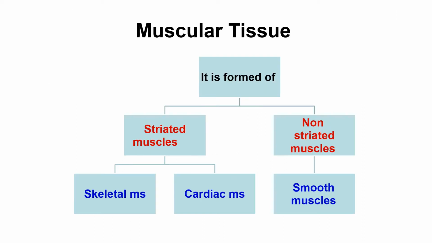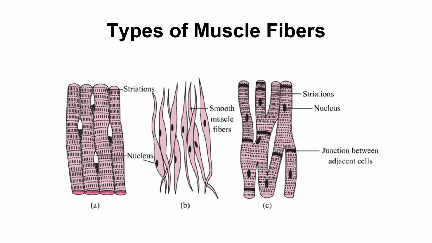The muscular tissue includes two types: non-striated or smooth muscle. The other type is striated muscle, and this includes skeletal muscle. This type of muscle is under your control, while the other type, or cardiac muscle, is not under your control. The three types of muscle fiber can be distinguished according to morphological and functional characteristics.